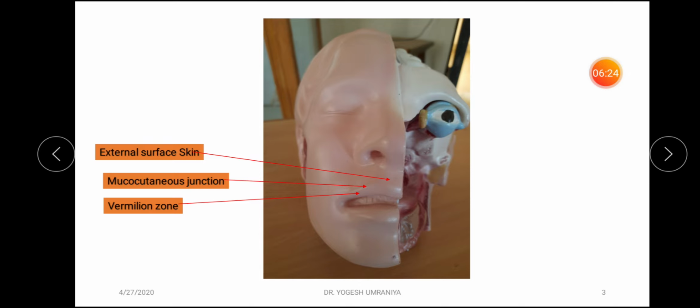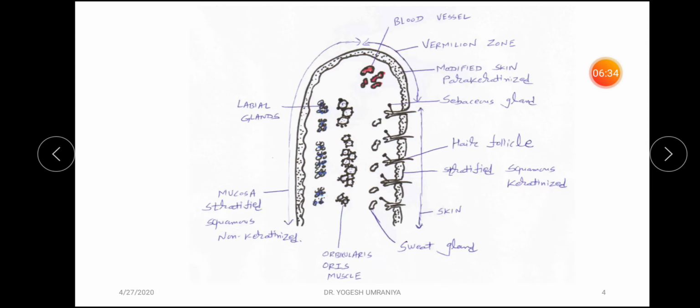The inner aspect of the lip we cannot see with the closed oral cavity. For that, an opening of the mouth is required. Next, we are going to see the schematic diagram of the lip. As we have already discussed, the lip has three portions, three subdivisions. This is the skin, this is the vermilion zone, and this one is the inner aspect, the internal surface.